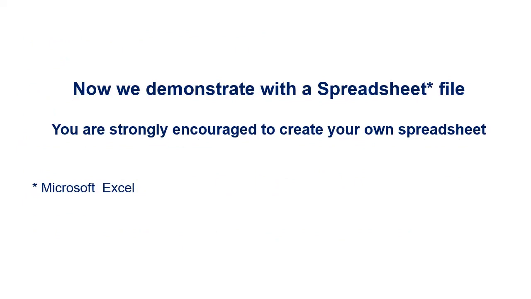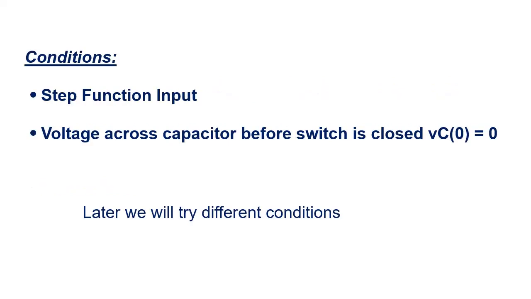Now we demonstrate the process using a spreadsheet, which is Microsoft Excel in this case. We start with a step function stimulus to the RC circuit. For simplicity, we assume that the capacitor has no charge to start with. That is, initial voltage across capacitor is 0. We will remove this restriction later.